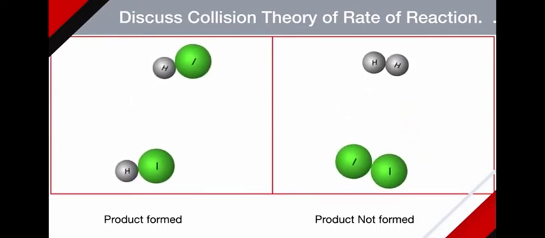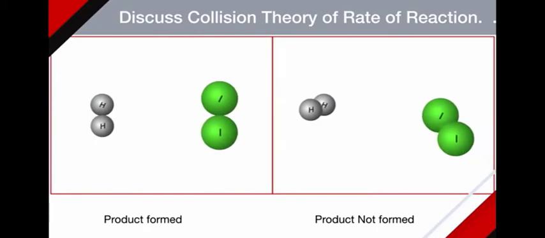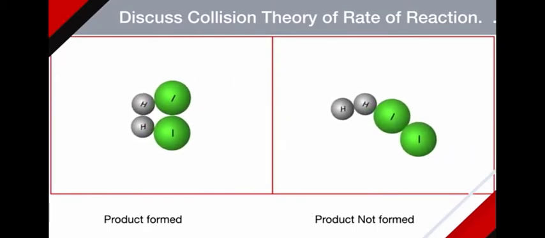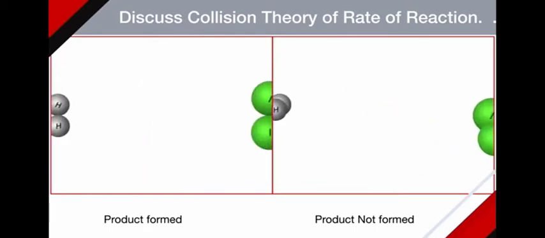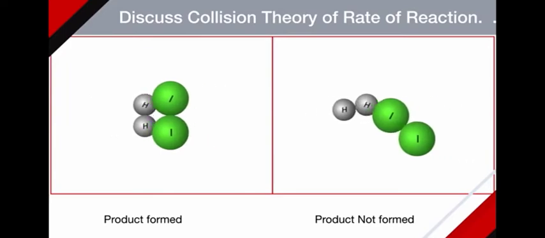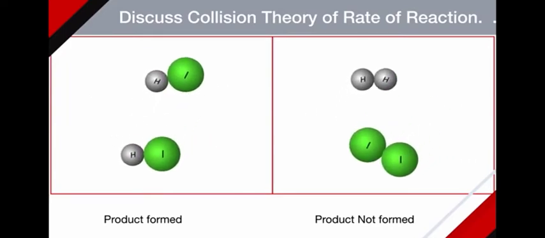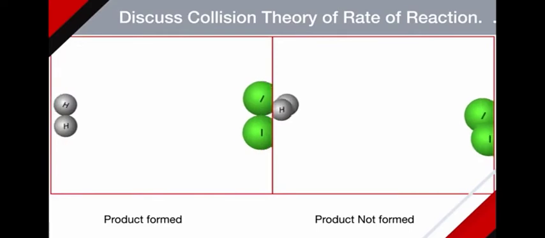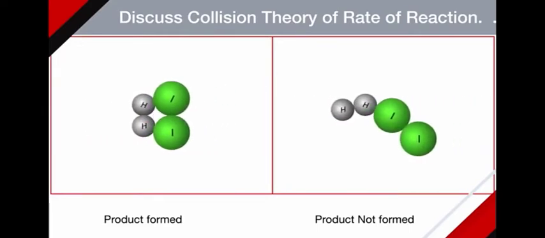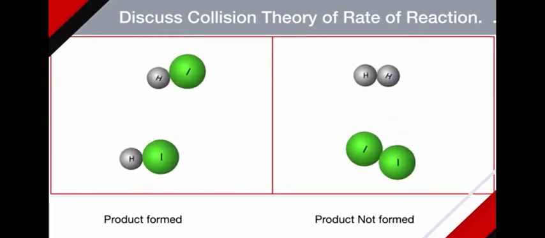On the other hand, if the molecules do not have proper orientation, an effective collision does not take place. Due to improper orientation, this collision simply rebounds the colliding molecules and increases the kinetic energy of the molecules without the formation of product.